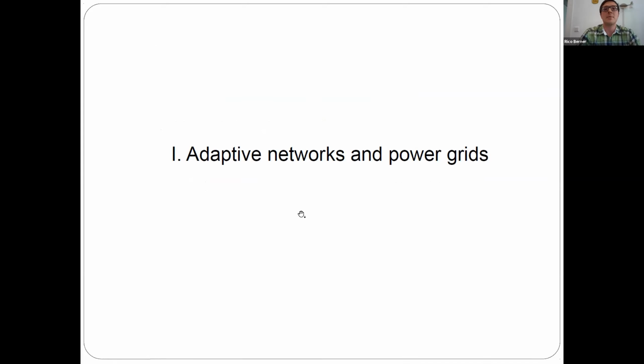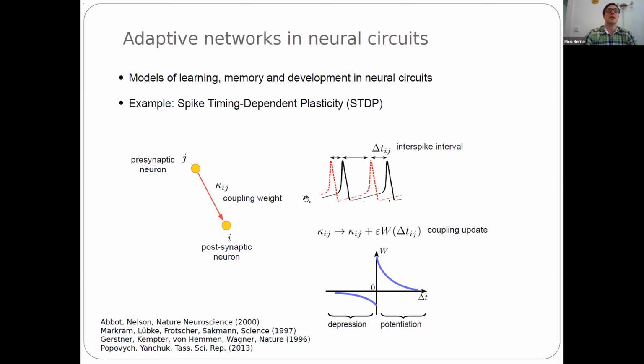So what is an adaptive network? Adaptive networks are an ambitious paradigm in real world systems, and they appear in a lot of modeling approaches. In our group, when we think about adaptive networks, we think about a neuroscientific context, and in this sense about models of learning or memory or the development of neural circuits. One example, one mechanism in neural circuits, is so-called spike timing dependent plasticity.